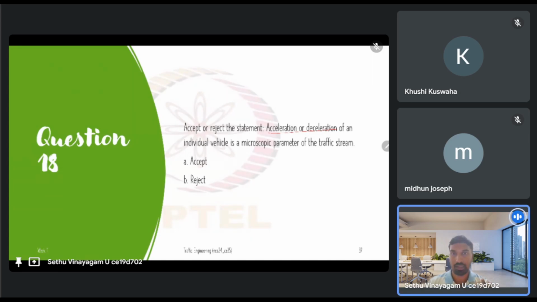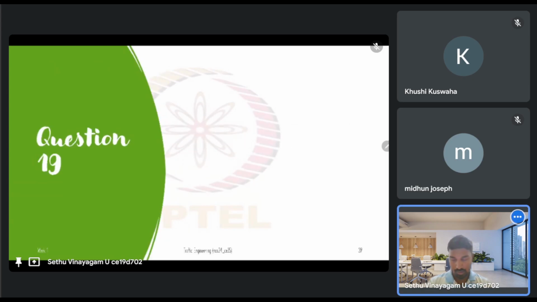We are talking about the density of the traffic stream as a whole or the flow as a whole, right? It's not defined for a particular vehicle. Whereas these acceleration and deceleration characteristics are on an individual vehicle basis. Therefore, this is a microscopic parameter, right? So the given statement is correct. Therefore, we accept it. Okay, question number 19 is only four conflict points can occur on crossroads with one-way regulations on both roads.